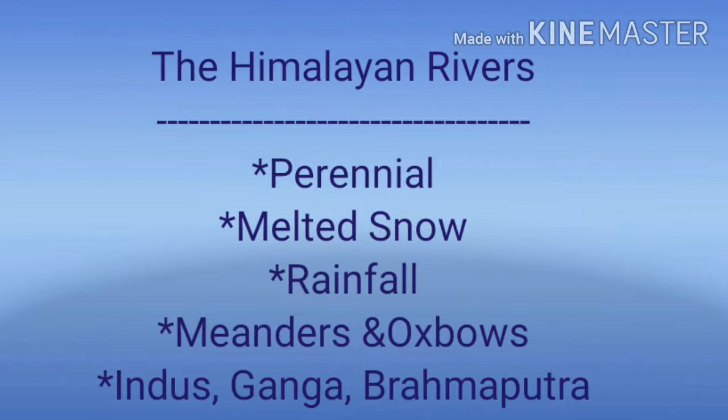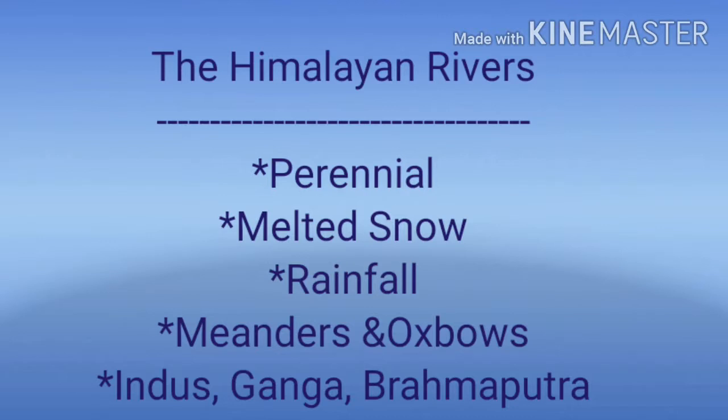What are perennial rivers? Yes, the rivers that have water throughout the year are called perennial rivers. Students, do you know which are the three major Himalayan rivers? Yes, the three major Himalayan rivers are the Indus, the Ganga, and the Brahmaputra. Students, can you tell what is a gorge? Yes, a gorge is a deep, narrow channel created by a flowing river.